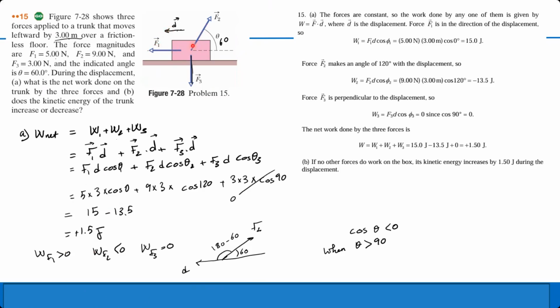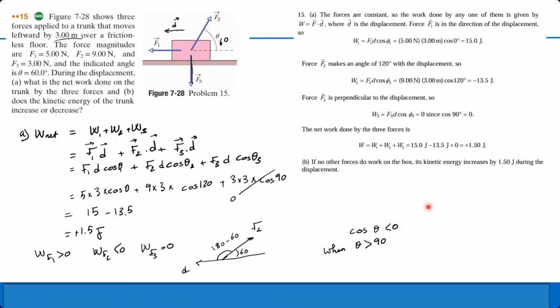Whereas F2, as you can see, it's sort of opposing D. D is to the left, but F2 is sort of to the right, rightwards, upwards. So it's not really supporting the motion of the trunk. And that's why I expect it to do negative work. Looking at the math, the angle will be more than 90, and then the cosine will give me a negative value. So you get negative work for F2. F3 is perpendicular to the motion, so it will not do any work, so its work is 0. You can see how the physics always matches with the math.